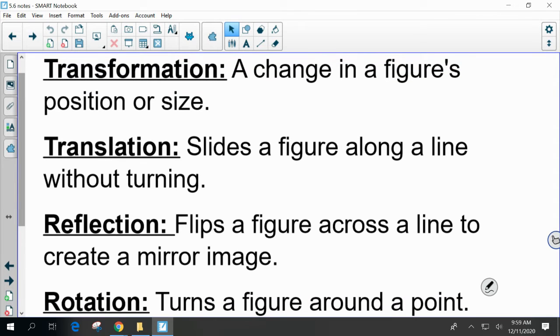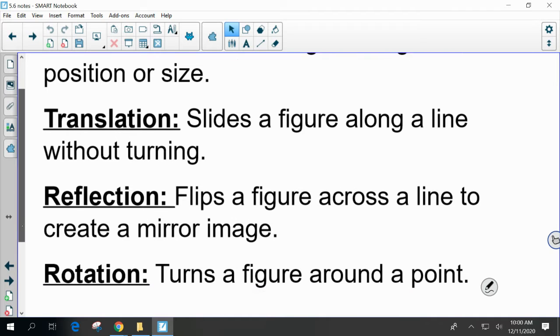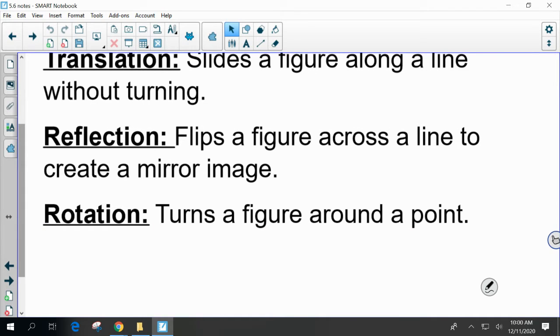So a transformation is going to change a figure's shape or size. A translation is going to slide a figure without turning it. So a translation would go left, right, up, or down. Reflection is going to flip a figure across a line to create a mirror image. So we're going to be flipping across the X and Y axis. And then a rotation turns a figure around a point, a certain number of degrees.